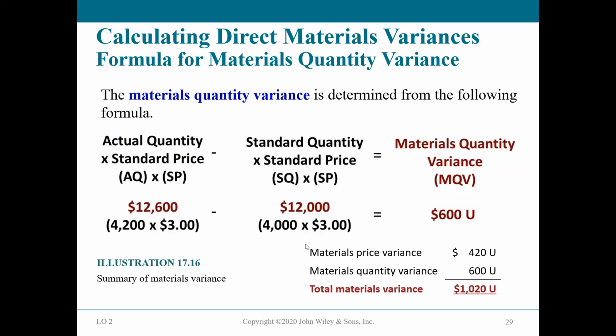Moving forward then, let's look at the quantity variance. In this case, we want to keep our standard price consistent, and we want to look at the difference in the quantities. So we have 4,200 units, actual, times $3, less 4,000 planned, times $3, gives us a $600 quantity variance.